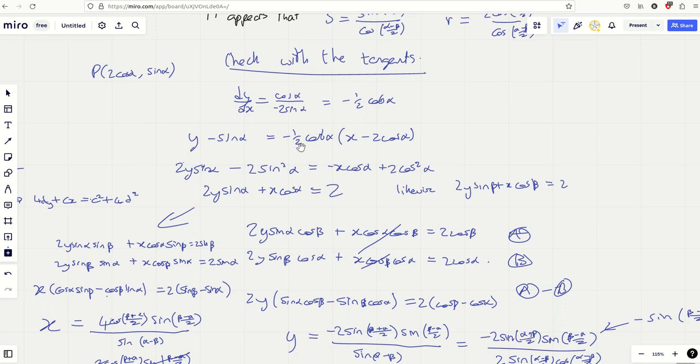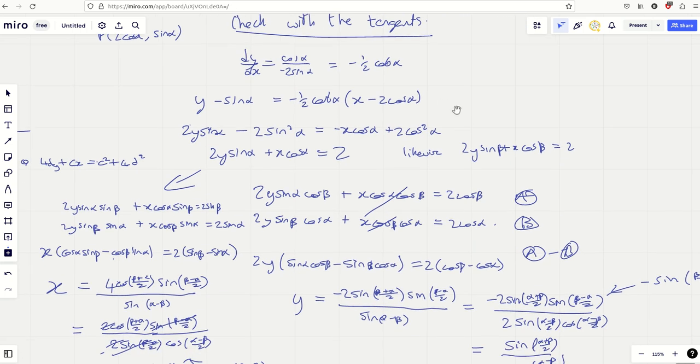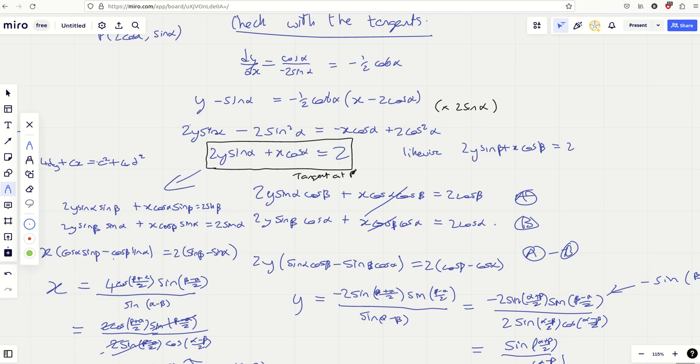Okay, so we're going to do y minus y1 is gradient times x minus x1. We're going to times once again by 2, that's cos over sine, so let's times both sides by 2 sine alpha. So this becomes 2y sine alpha, and this becomes minus 2 sine squared alpha. That becomes minus x cos alpha once you've timesed it in, plus 2 cos squared alpha. Put the sine squared with a cos squared, you get a lovely 2 there. And so you get this as your general equation for the tangent at P. And likewise for Q, you're going to get that as your general equation for the tangent at Q.